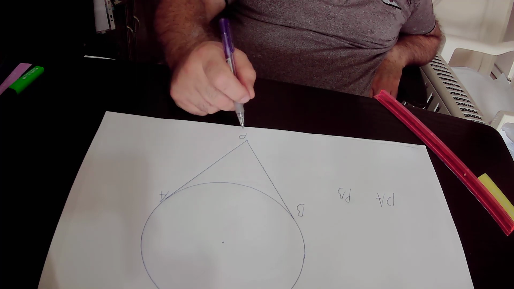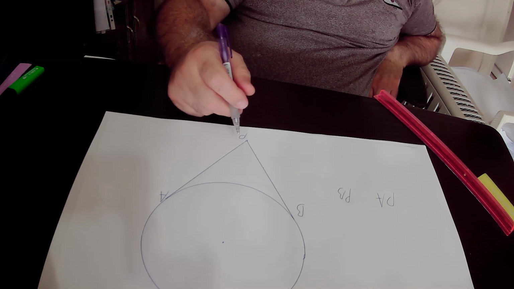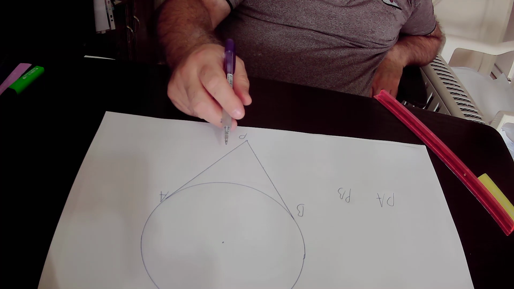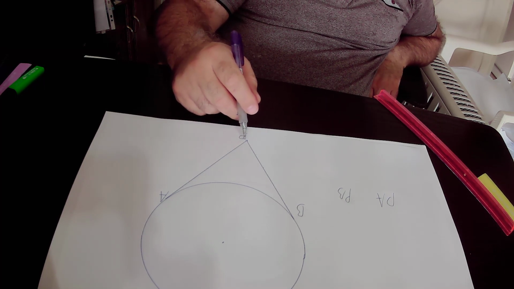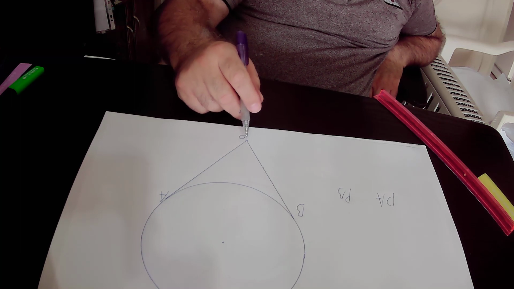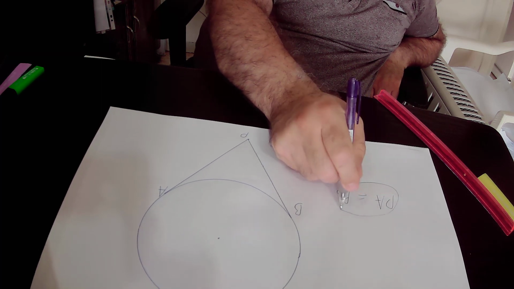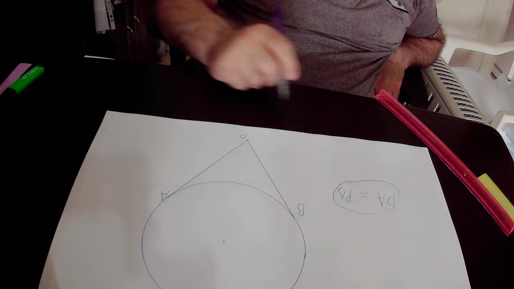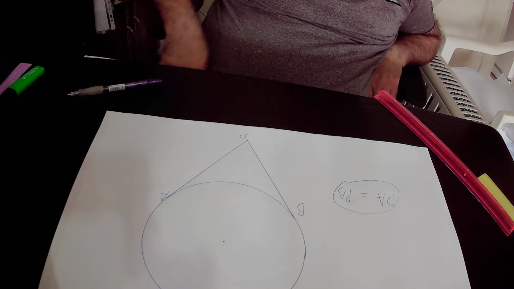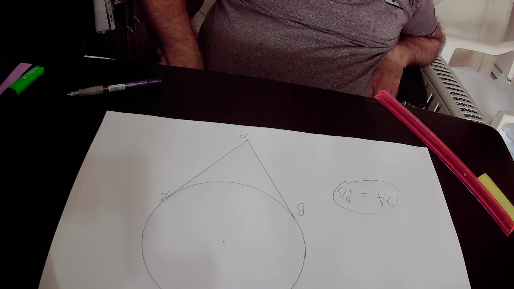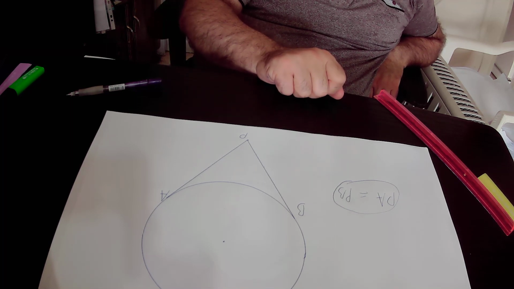So the common external point is point P, and we draw the two tangents from the common external point to the circle. And according to rule number 2, the lengths of those two tangents are equal to each other. That is to say, PA equals PB. So whenever you have a common external point of a circle and you draw two tangents to that circle, then the lengths of those two tangents will be equal to each other. In this case, PA equals PB.